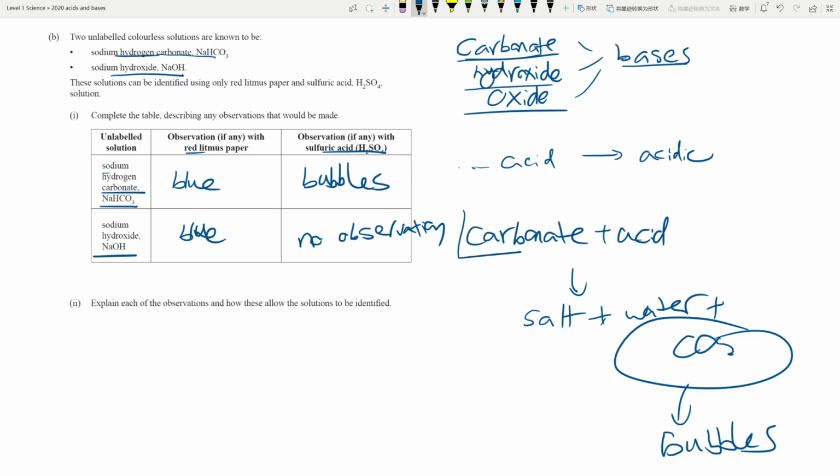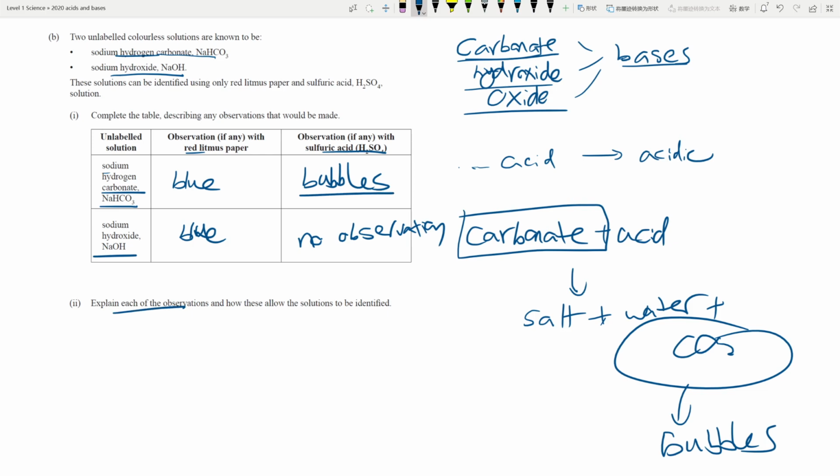But carbonate, your drink, it's a bit unfortunate, but surely all of you would have drunk some carbonated drink like Coca-Cola or Pepsi or Fanta. Those things are carbonated, so they have carbon dioxide inside, and that's why it makes it fizzy. So those are the bubbles you see when it reacts. So explain each observation.